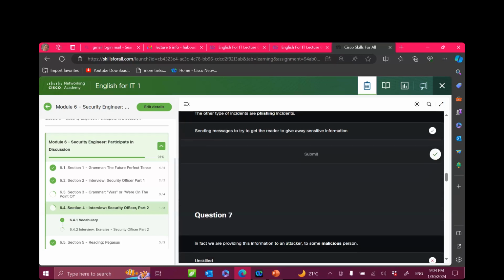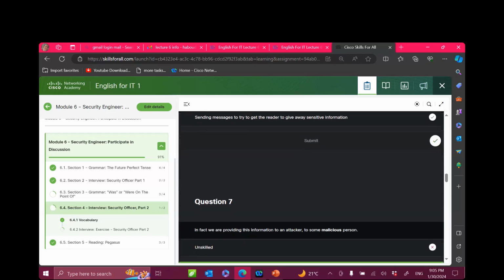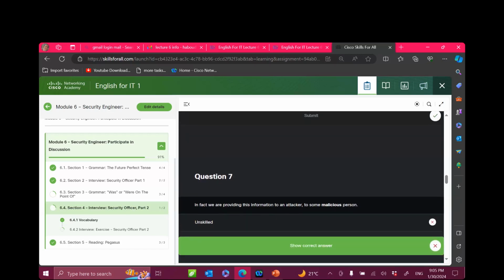Okay, question 7. In fact, we're providing this information to an attacker, to some malicious person. Malicious person هنا عندي. What do you think? What does it mean? Malicious person. Malicious person means dangerous person, not skilled person or skillful person. It's a dangerous person. Okay?